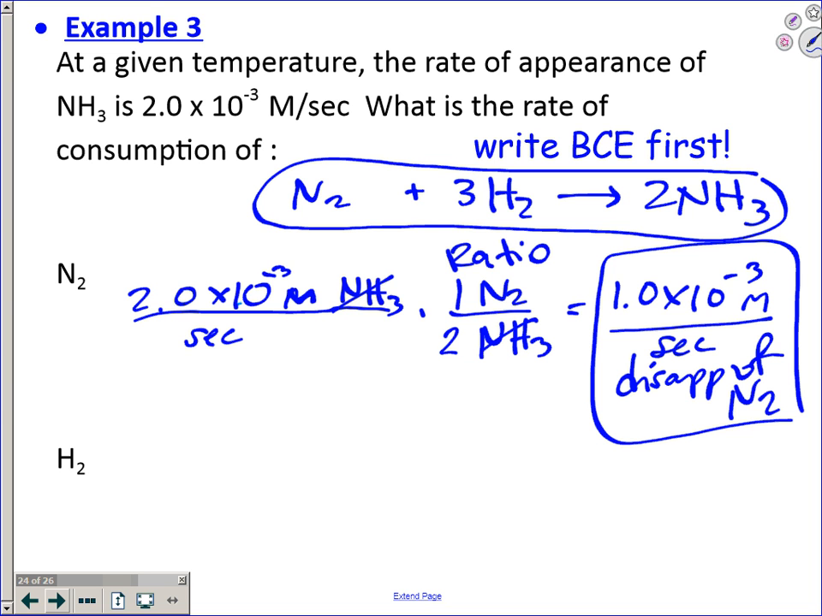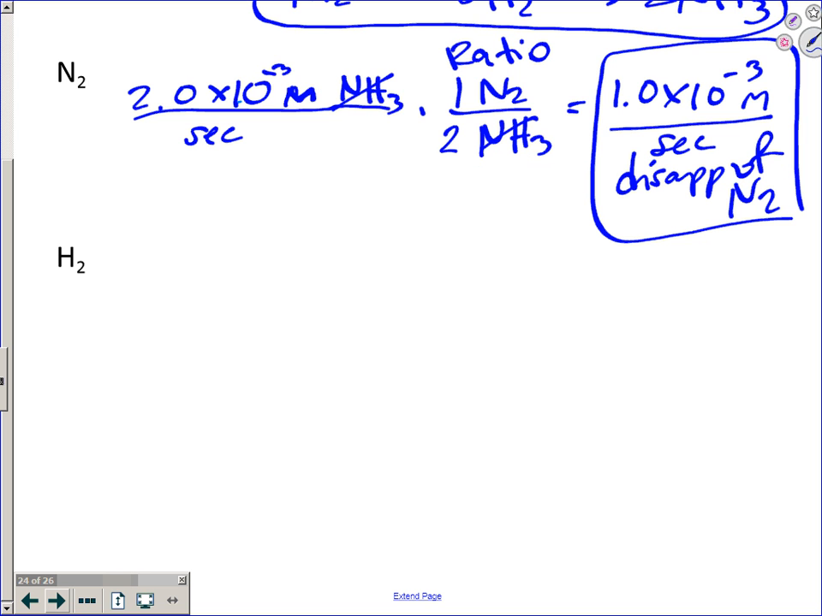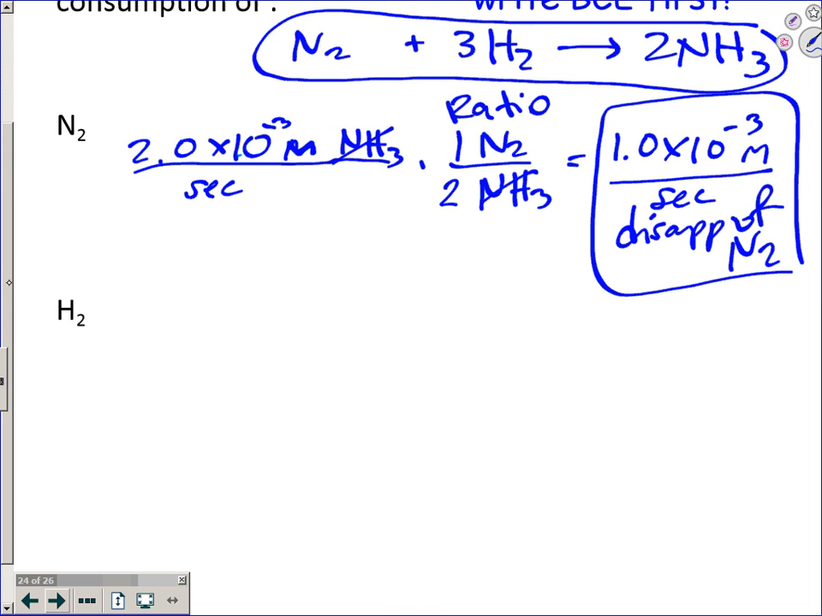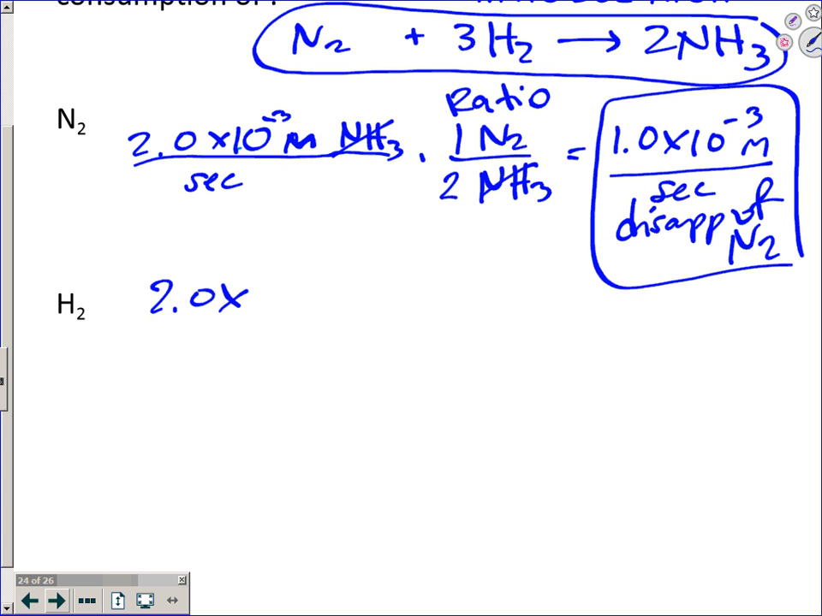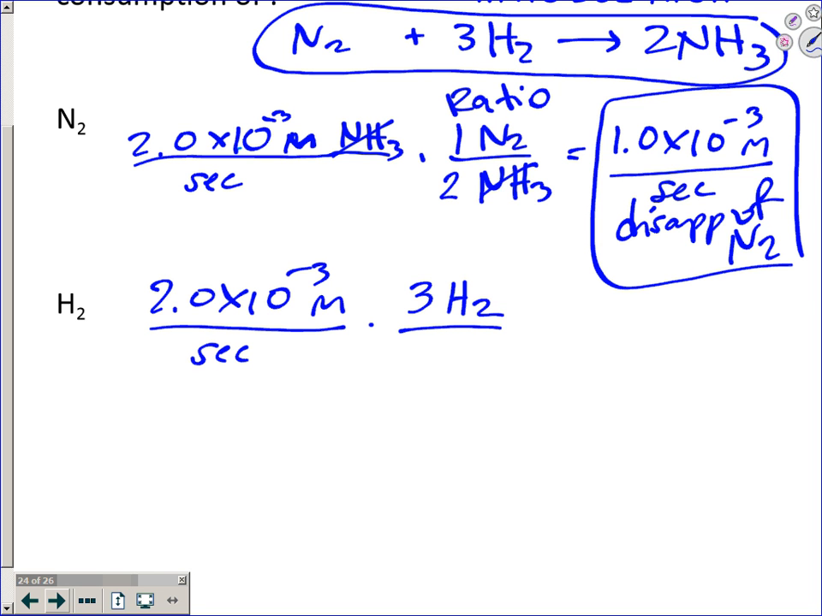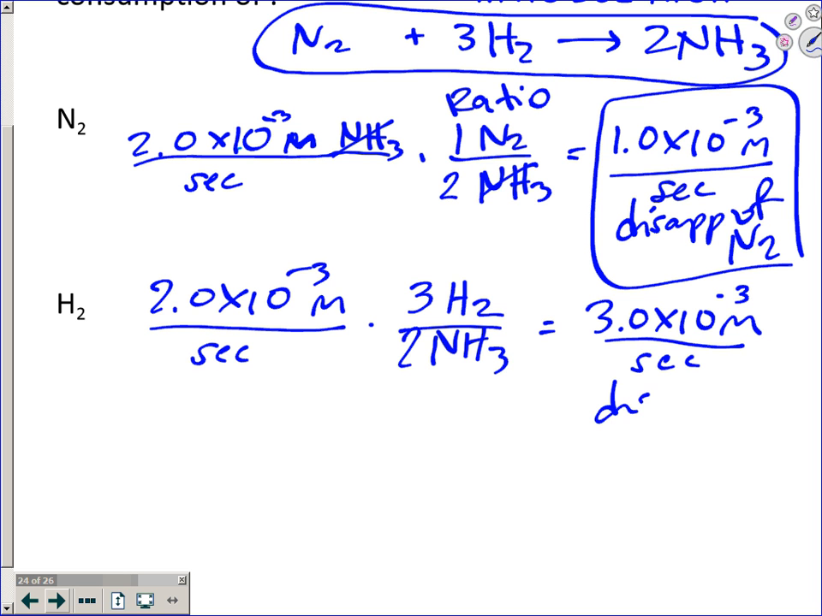So how would you do nitrogen or hydrogen? What am I writing? Okay, so 2.0 times 10 to the negative 3rd molar per second times 3 over 2, right? So 3 hydrogens are utilized for every 2 ammonias. You got this. No calculator, come on. 3.0 times 10 to the negative 3rd molar per second. And this is the disappearance of hydrogen gas.